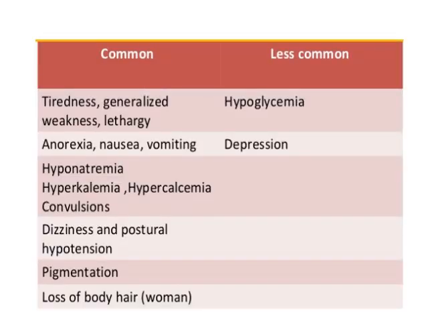The most common and important symptoms of adrenal insufficiency are tiredness, feeling of weakness, generalized lethargy, anorexia, nausea, vomiting, hyponatremia, hyperkalemia, hypercalcemia leading to convulsions, dizziness and postural hypotension. There is pigmentation. Pigmentation is present in primary cases, and it is a very important sign to differentiate between primary and secondary causes of adrenal insufficiency. Then loss of body hair, hypoglycemia and depression.